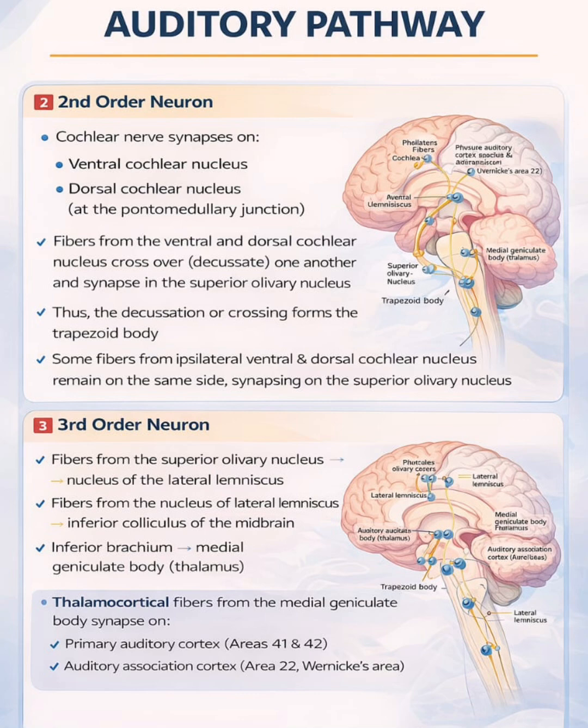Not only the contralateral fiber snaps on the superior olivary nucleus. Its bilateral fiber from the ventral and dorsal nucleus can also snap laterally on the same side on the superior olivary nucleus. So we have a contralateral fiber from the other side of the ventral and dorsal cochlear nucleus, and also its bilateral fiber from the ventral and dorsal cochlear nucleus snapping on the superior olivary nucleus.